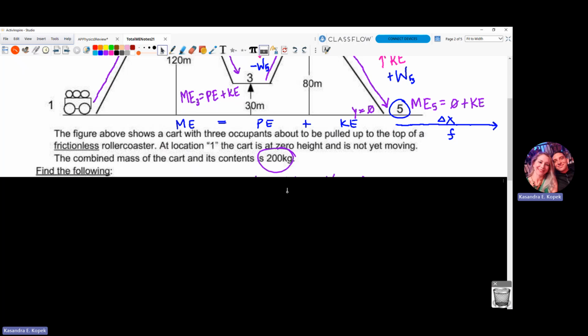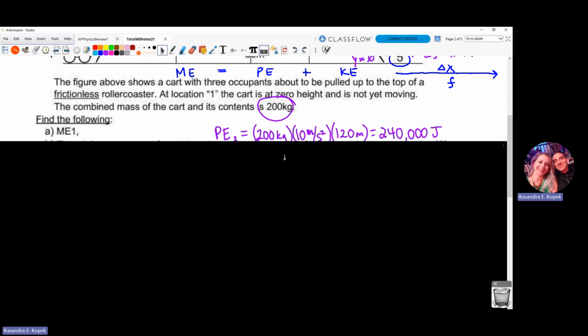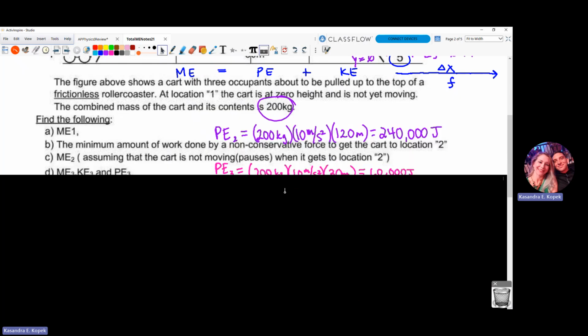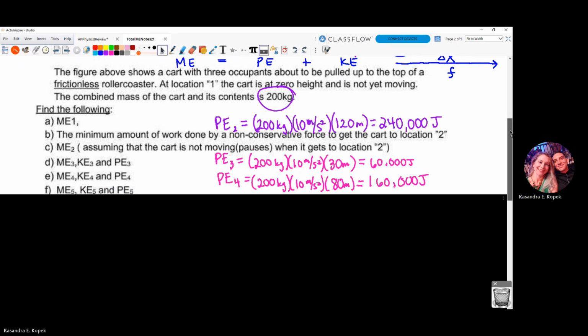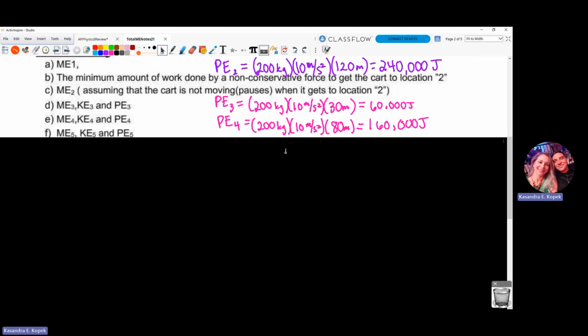So 200 times 10 times 120 will give us our potential at number 2. 200 times 10 times 30 will give us our potential at 3. 200 times 10 times 80 will give us our potential at 4. Once we have all of that done, then we can plug that in to our table below. Okay, so we have all of our potentials. Pause if you need to write it down. Now we're going to fill in the table.